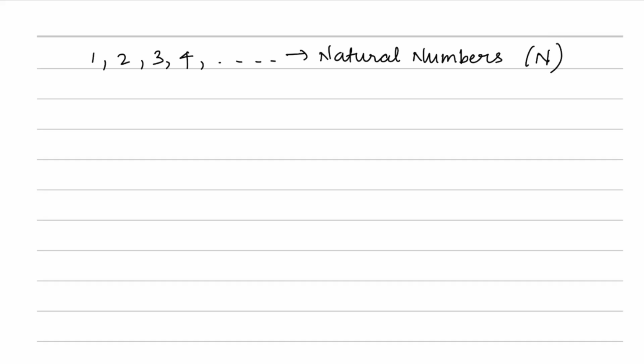Now next, our Indian scientist Aryabhatta, he discovered 0. So then we add 0 to this set of numbers and we get 0, 1, 2, 3, 4, 5 and so on. This set of numbers are called whole numbers.